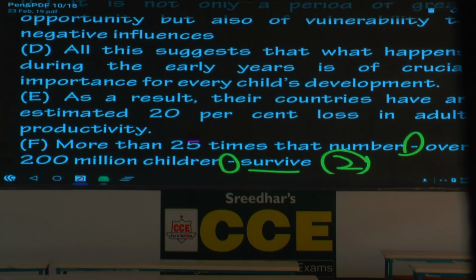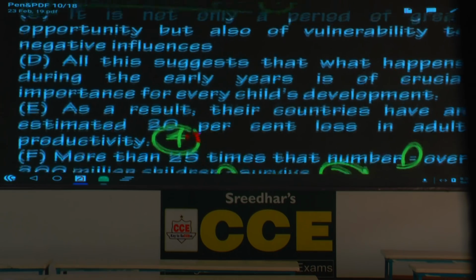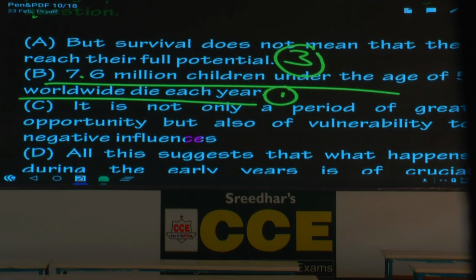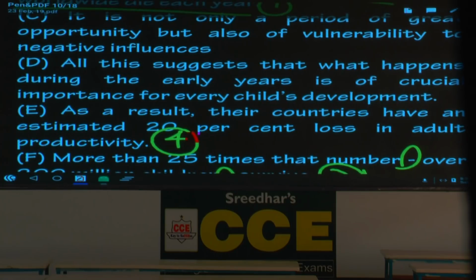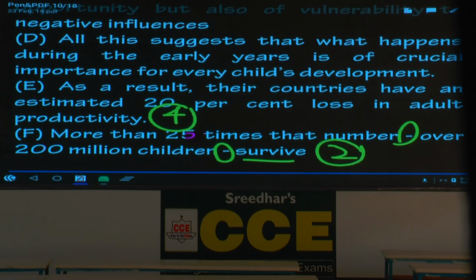What is the next one? What is the number? Fourth. As a result, their countries have an estimated 20% loss in adult productivity. Are you sure this is the one? Now you got 4. What is the next one? D is the next one. What is D? All this suggests that what happens during the early years is of crucial importance for every child's development. Please make a note.